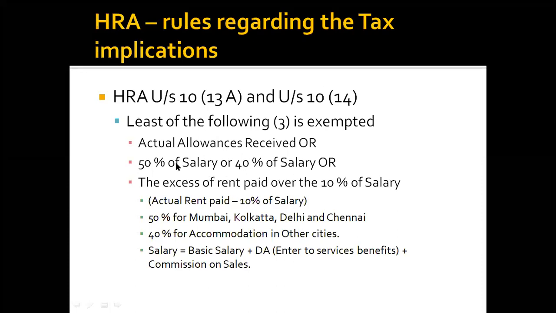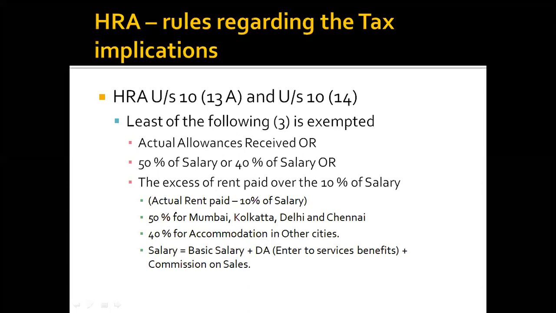The 50% we have to take only for employees working in a metropolitan city. So what is a metropolitan city? For income tax purposes, we take four cities as metropolitan cities: Mumbai, Calcutta, Delhi, and Chennai. If the employee is working in these four cities, you have to take 50%. If the employee is working in other cities, you have to take 40% of the salary. This is the second amount we can calculate.